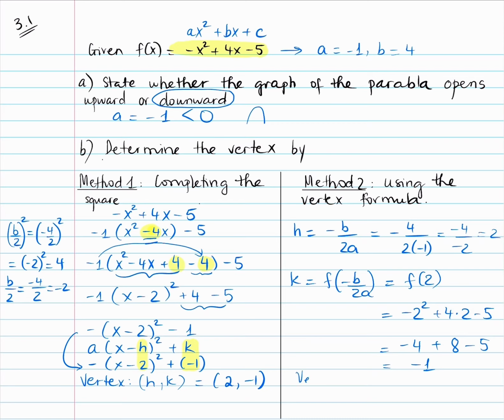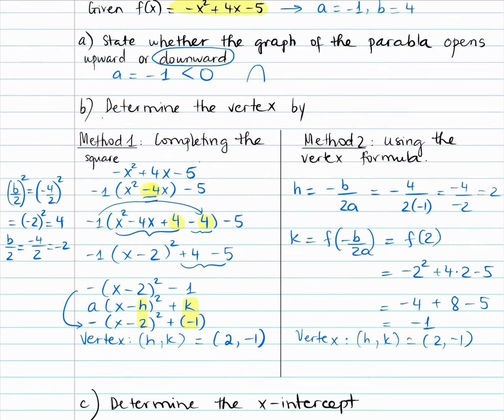So the vertex is going to be (h, k), which is (2, -1). And that matches with the answer that we have by using completing the square.